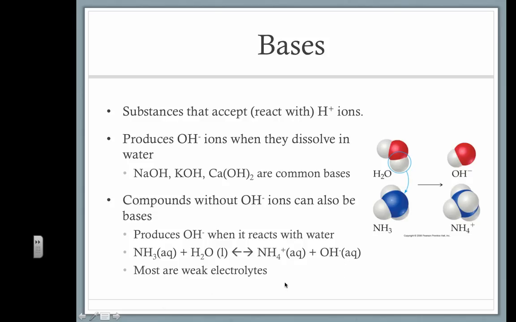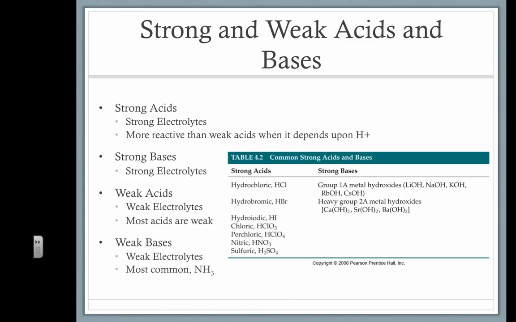Most bases are weak electrolytes, which just means that they don't dissolve in water very well. There are strong bases and strong acids. There are not that many of them, and you should probably memorize them because strong acids are strong electrolytes, and they completely ionize when dissolved in water. Anything else that is not on this list is considered a weak acid or a weak base, and these are weak electrolytes. What that means is that they do not dissociate completely when dissolved in water.